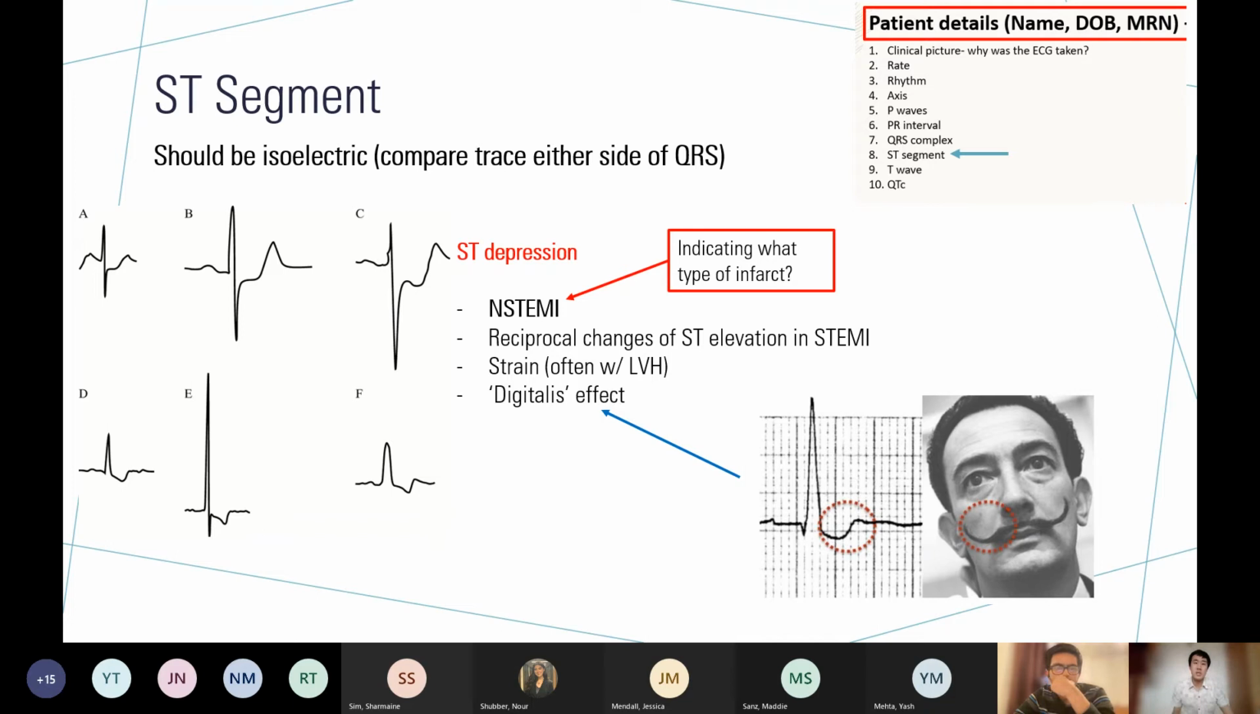So NSTEMIs suggest what type of infarct? A subendocardial or a transmural?